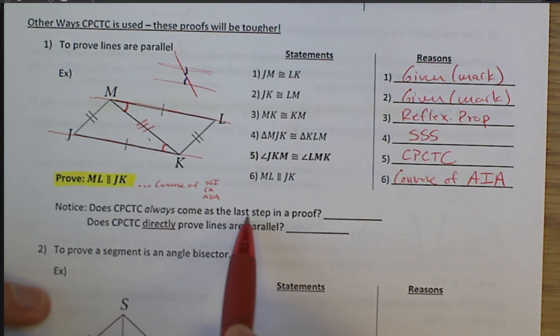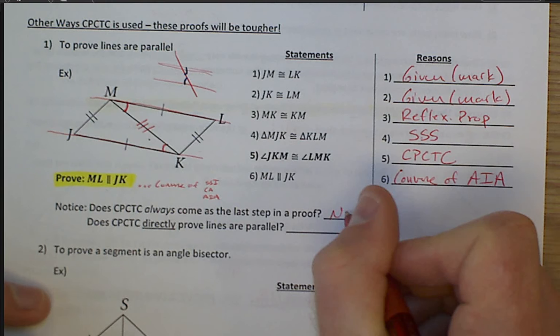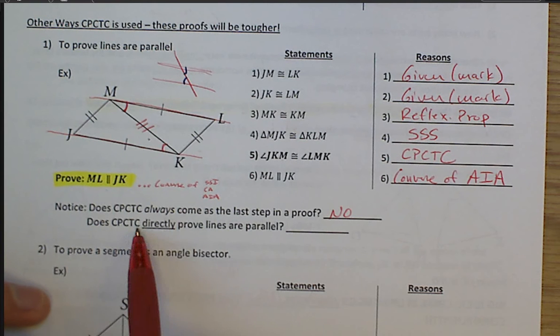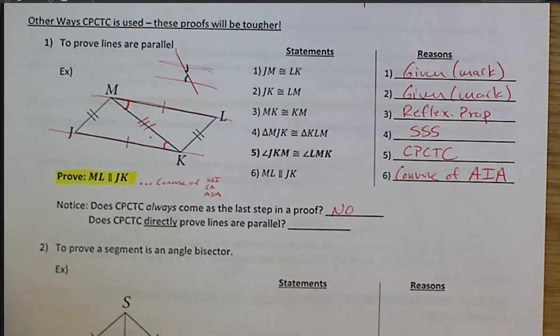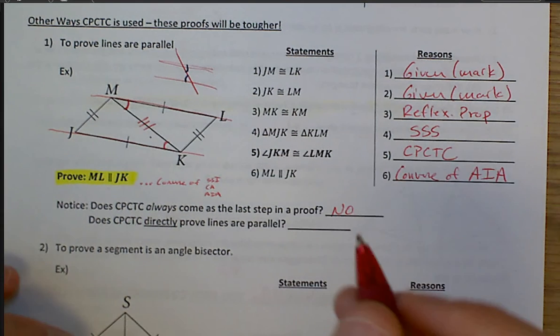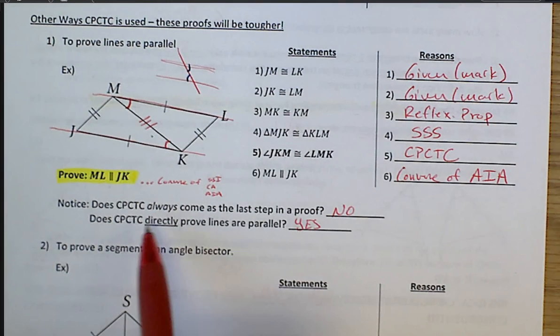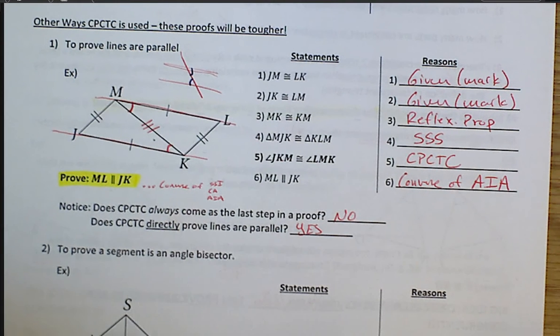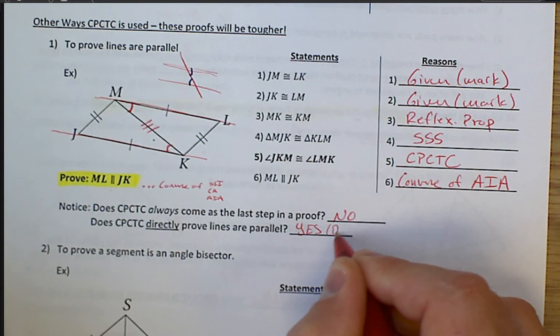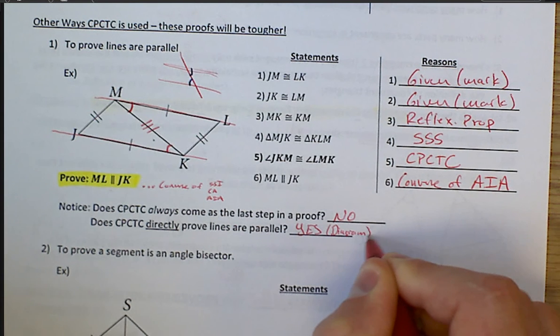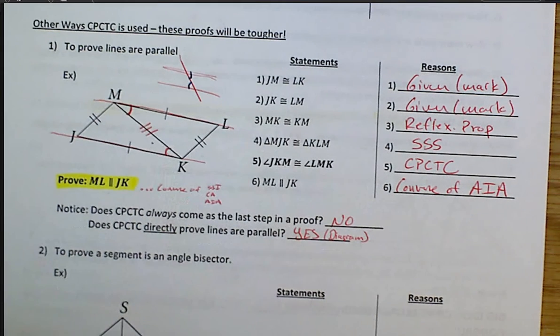Okay. At the bottom there I said notice CPCTC always comes as the last step in a proof. Does CPCTC always come as the last step in a proof? Technically not. Does CPCTC directly prove lines are parallel? Yes, because once you have angles equal to each other, I understand how you can say yes and no, but for this situation, does it prove directly that lines are parallel? I'll say yes because of the picture or the diagram that's given, but depending on the diagram, you could answer no as well. I'm answering it to this question right here, okay?